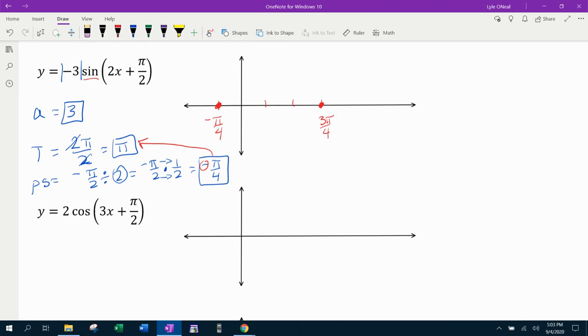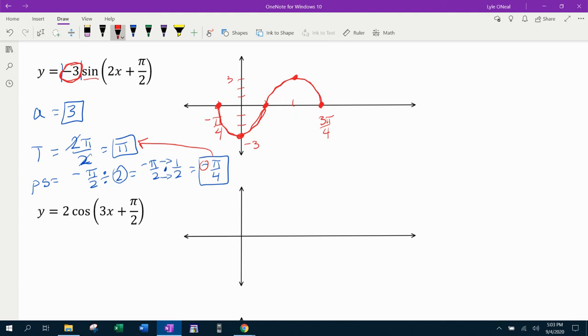Step number 5 is lay out your points. Remember I said since I'm starting on the x-axis, I can either go up first or I can go down first. And that's going to depend on the original value of a, which here is negative. So for this sine wave, we're going to go down to -3 first, and then return to the x-axis. Then I'm going to go up 3, and then return to the x-axis. So there is our nice, smooth 1 period of the sine wave.